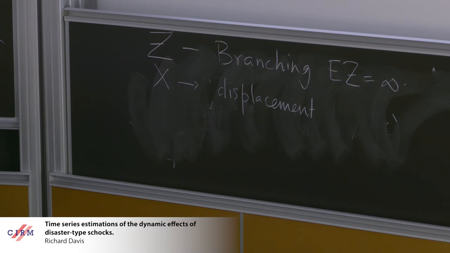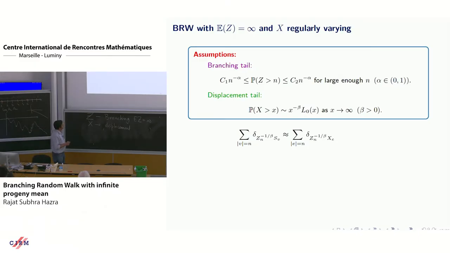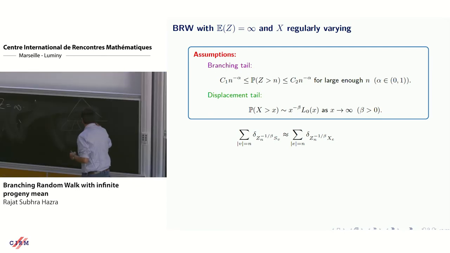L0 is a slowly varying function. In this case, the heuristic works very nicely: if you look at the displacement of the nth generation, and then scale it by the number of particles in the nth generation to the power 1 by beta, where Zn is the number of particles in the nth generation, then it kills every other thing, and you are just left with the variables on the nth generation. So if you think of a tree like this, this is the nth generation variables. You are just left with the last generation there.